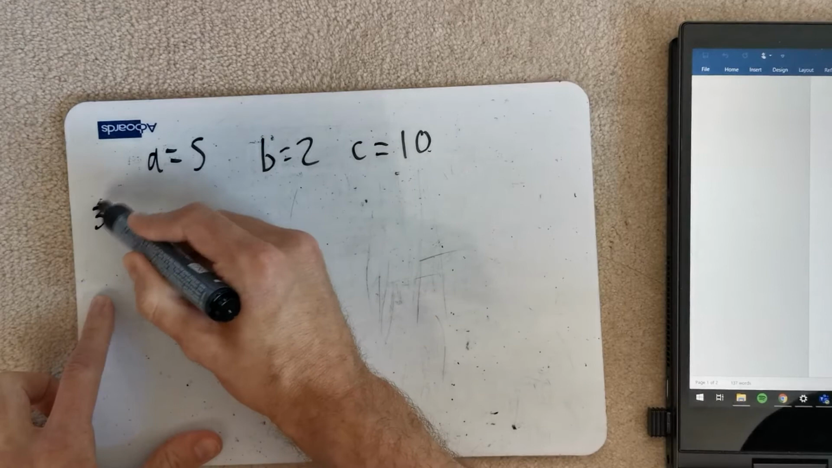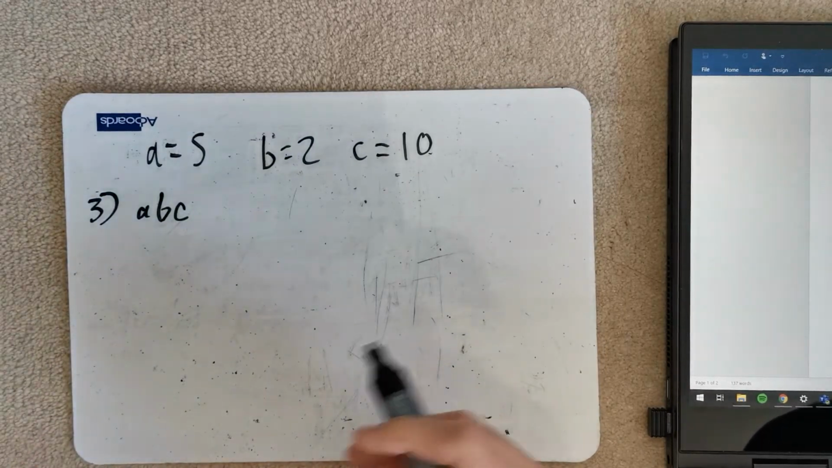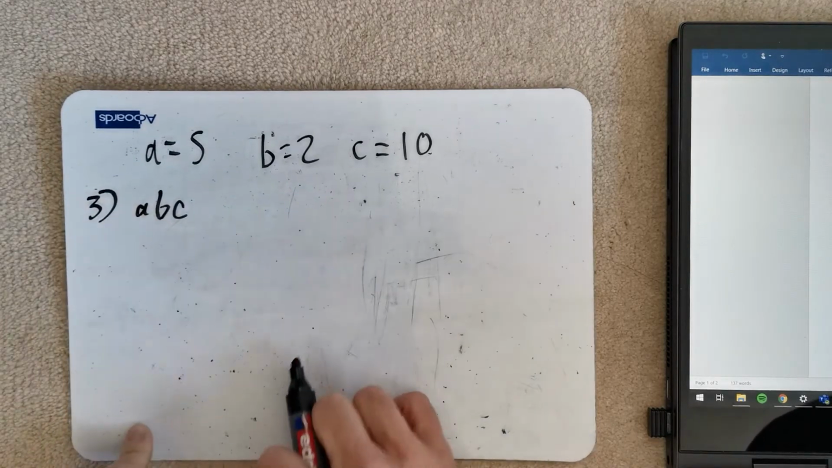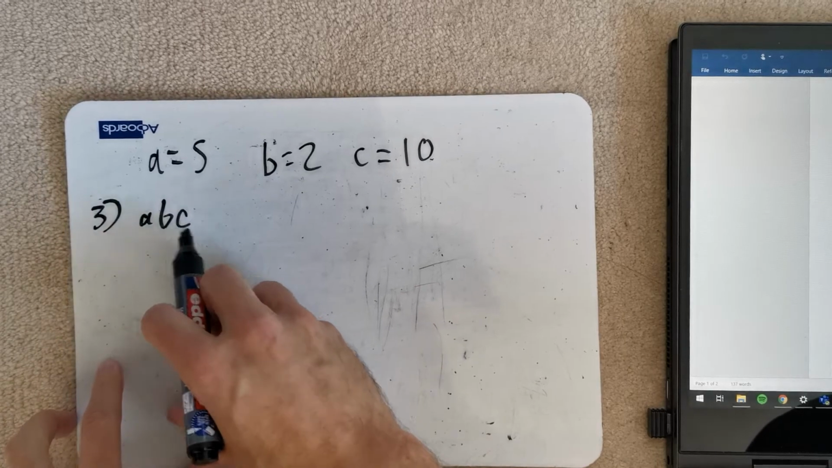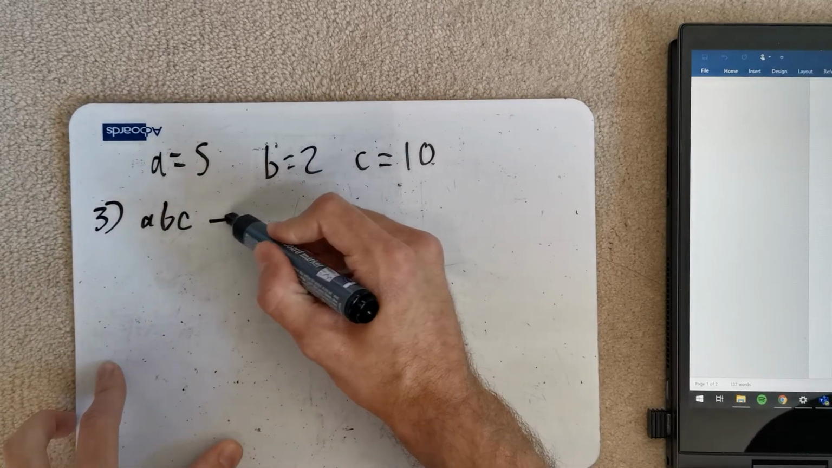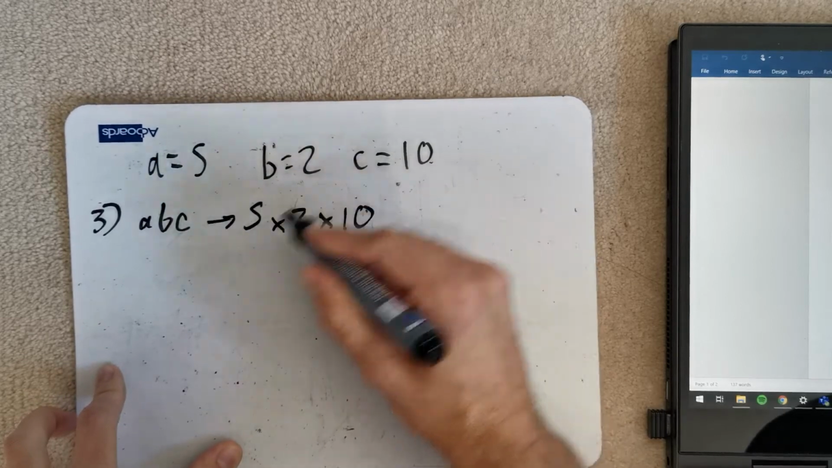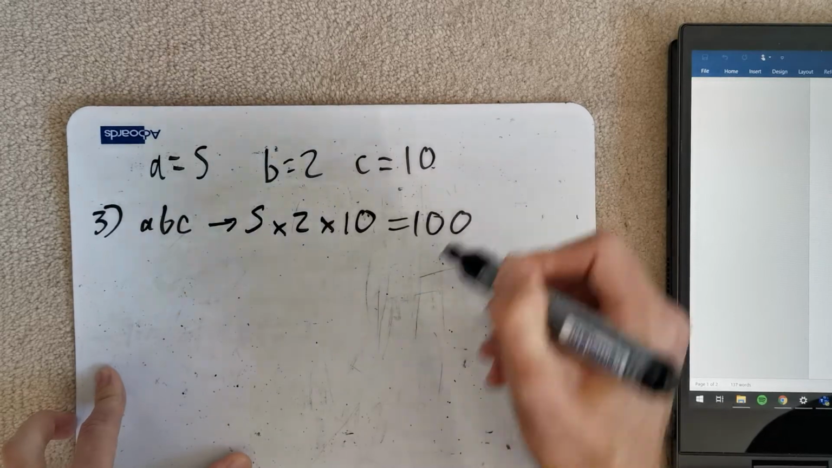So for question 3, it says work out ABC. Easy as 1, 2, 3. When there's nothing between them, it's a multiply. So you're doing A times B times C. 5 times 2 is 10, times it by 10, 100.